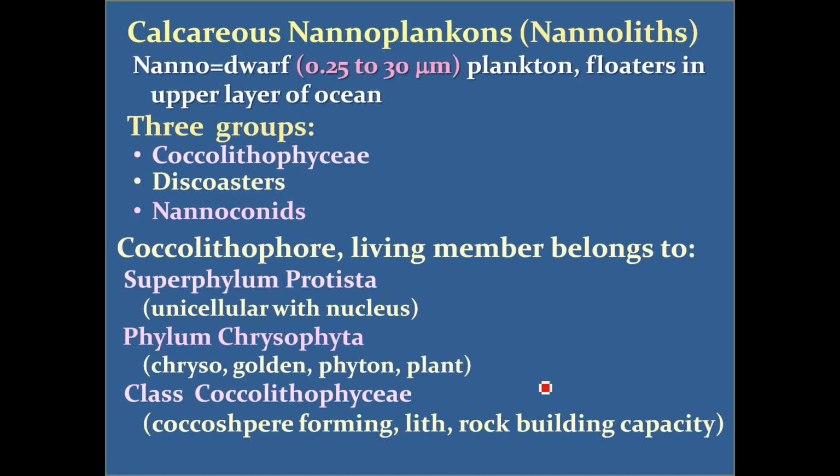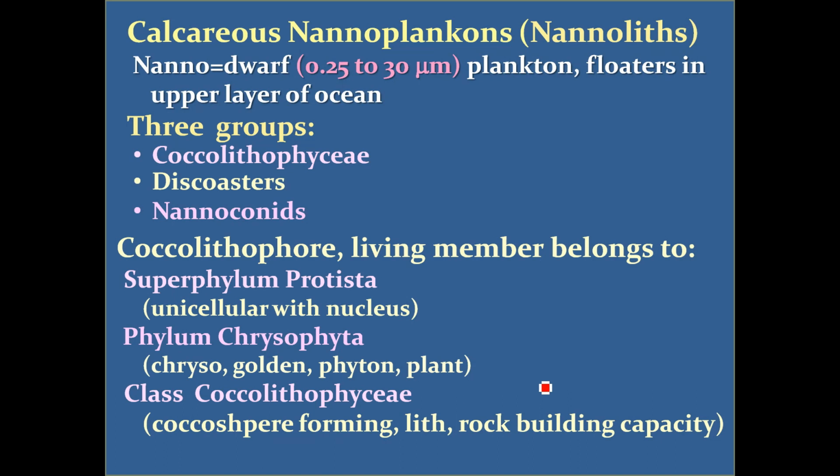Calcareous nanoplankton are a very important group of microfossil. Their specialty is that they are very small, nano, and they range in size from as small as 0.25 to 30 millimicron. It is a very small size, and we need a scanning electron microscope for their identification. They are the planktons and floaters in the upper layer of ocean. Collectively, there are three groups called nanoliths. They include Coccolithophyceae, which is the living algae, the only living form, and discoaster and nanoconate. The discoasters and nanoconates are the extinct forms.